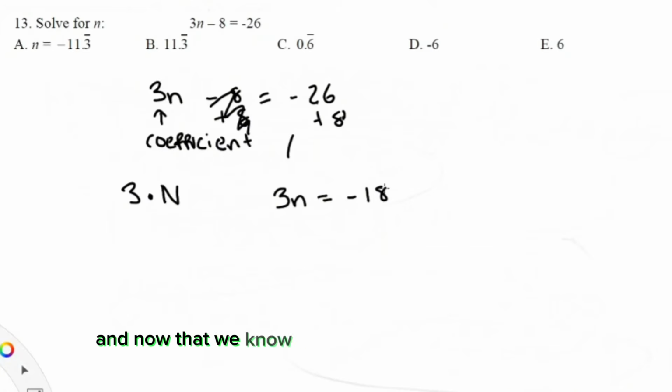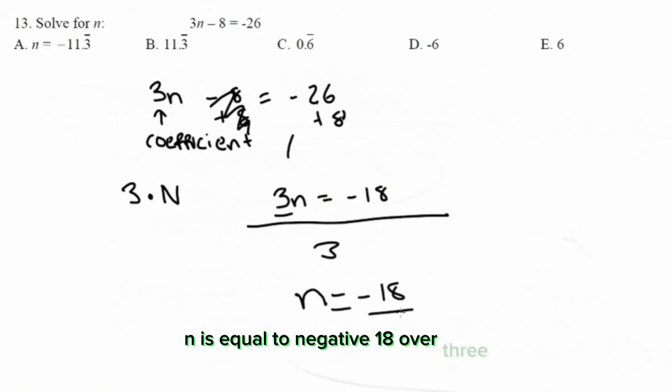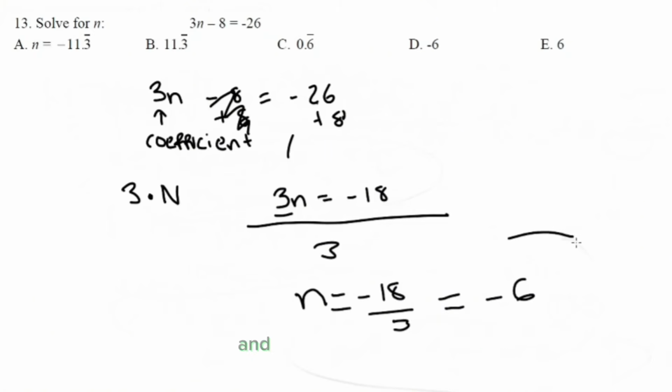And now that we know that 3 times n is equal to 3n, or vice versa, we can divide this entire thing by 3 to get rid of this coefficient right here. So now it just becomes n is equal to negative 18 over 3. Negative 18 over 3 is equal to negative 6, and that's your answer.